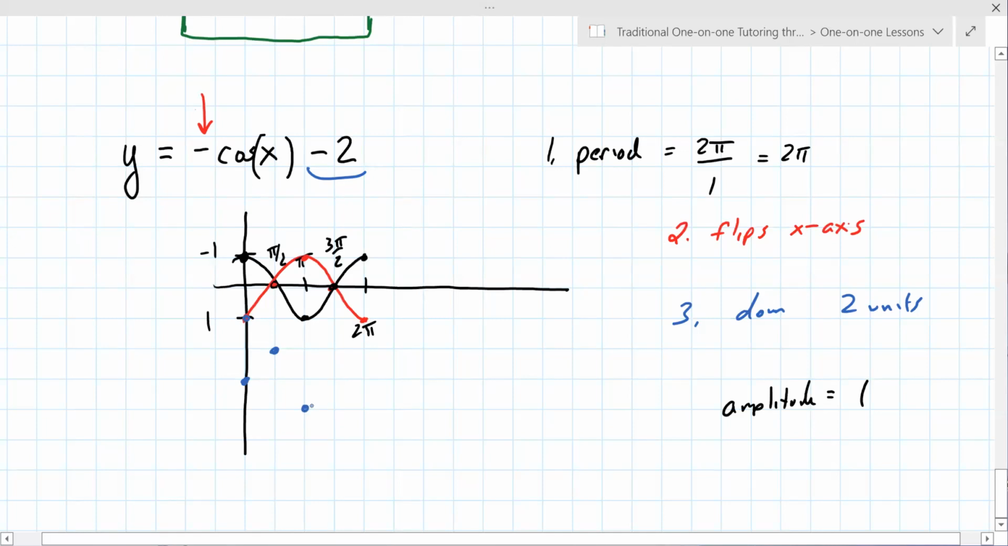What is going on? I've misgraphed this. Okay, that point goes down 2. That's that one. Confusing myself. That one. That one. Okay. There it is.